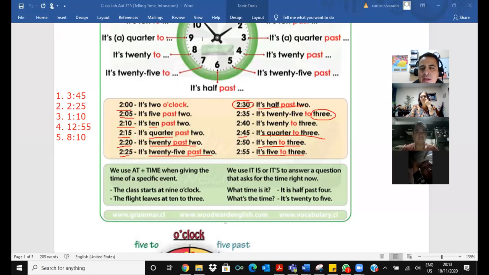3:45, right? Okay, and in forma de reloj, clock time, it's a quarter to four. Excellent, right? Porque ya nos estamos acercando a las cuatro. So it's a quarter to four. Number two, digital time. 2:25. Very good. And clock time?